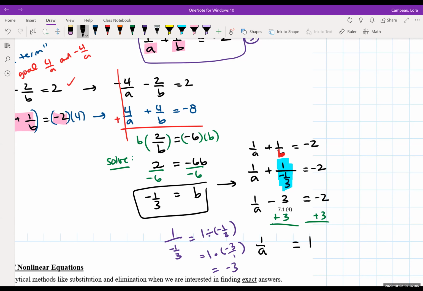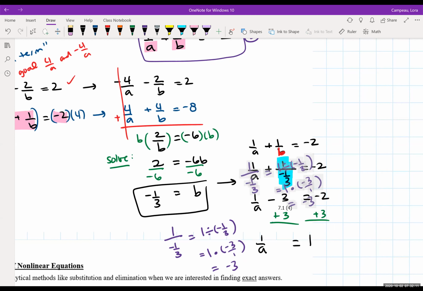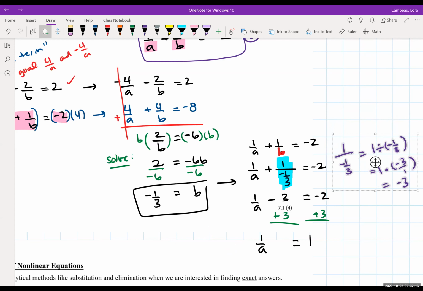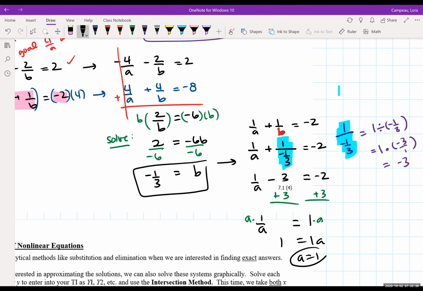And I'll move this out of the way for a second. Put this over here for now. I'm solving for a, so if I multiply by a on both sides, this one's not so bad. I do get 1 equals 1a, or a equals 1. I have to go off to the next part of my screen for that.